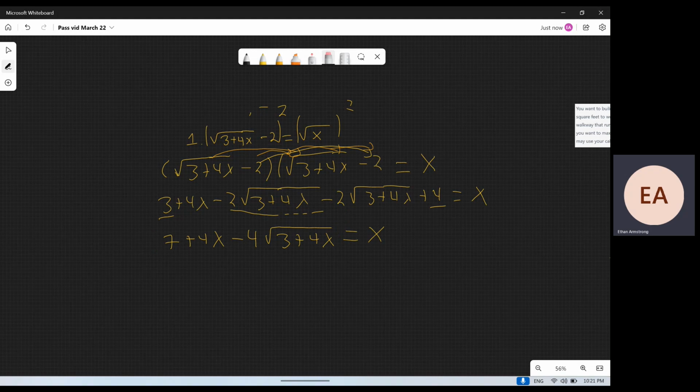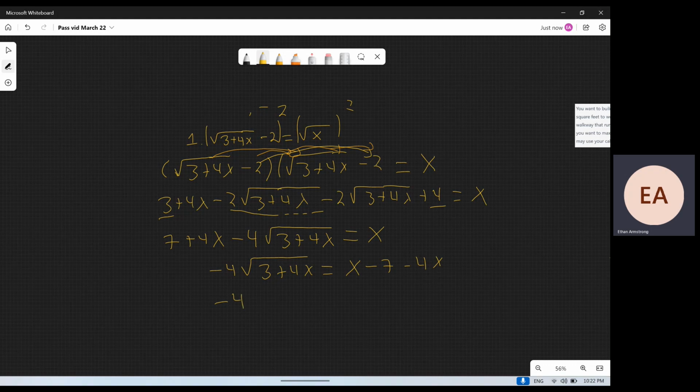So what I would recommend you do is get everything you want on one side except the root. So our root is right here. And to do that, we'll subtract. So we will have negative 4 square root of 3 plus 4x equals x minus 7 minus 4x. So we can simplify that out.